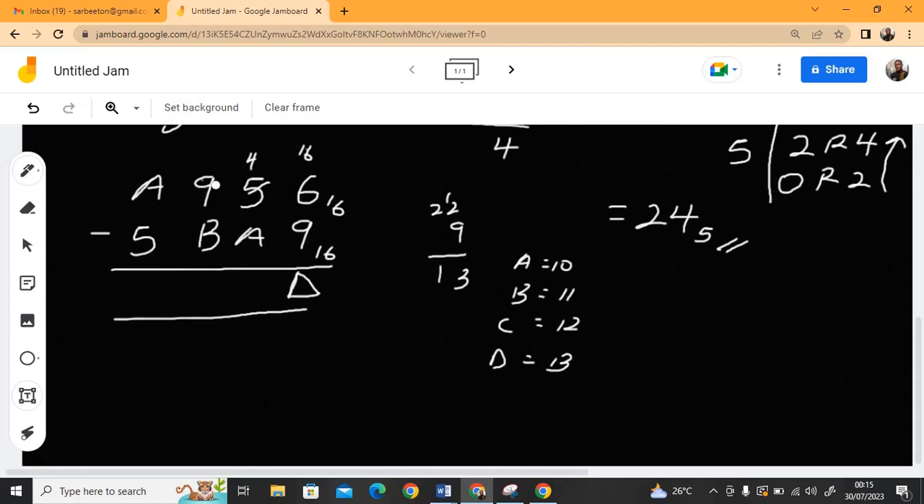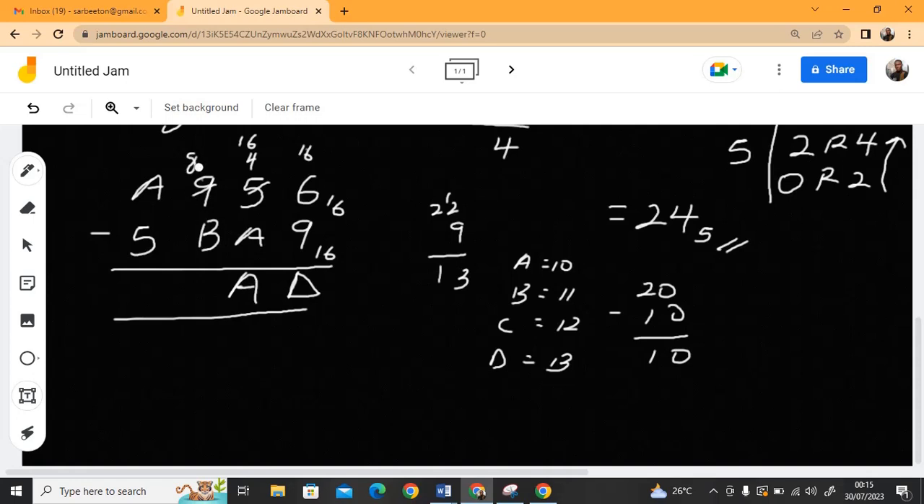You borrow from here. It's also what? When you borrow from here, you have 8 here. What you borrow is 16 also. So you add the 16 plus 4, that is 20. So you have 20 minus, remember our A is what? A is 10. And 20 minus 10 will give us 10. And 10 in hexadecimal is A. So here will be A.